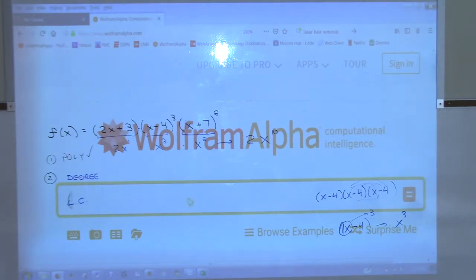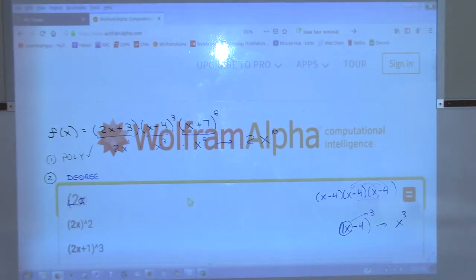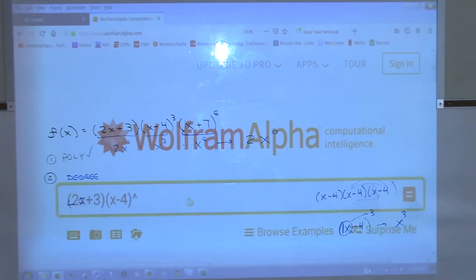Okay, 2x plus 3, x minus 4, and that's cubed, and then x plus 7 to the sixth. So I'm going to tell it to expand this.